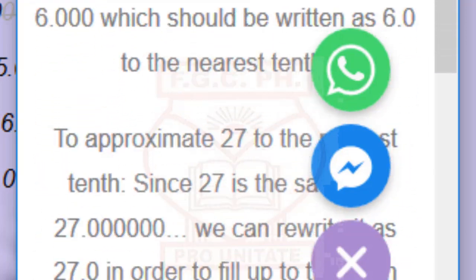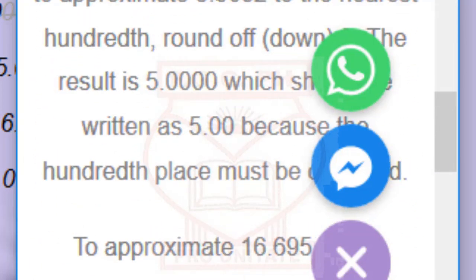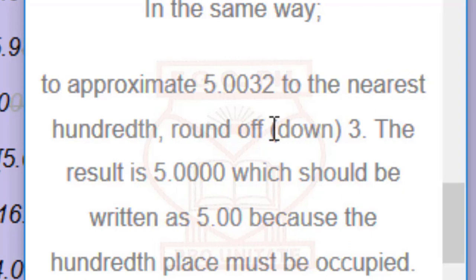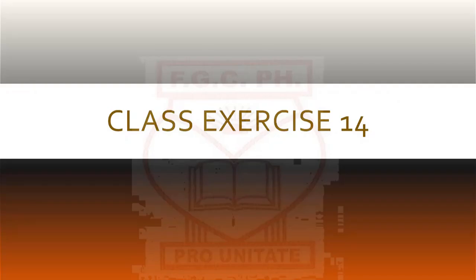Let's take one of such examples on the nearest hundredth. In the same way, to approximate 5.0032 to the nearest hundredth, round off 3, the result is 5.0000, which should be written as 5.00 because the hundredth place must be occupied. So that is how we go, and now we can go ahead.